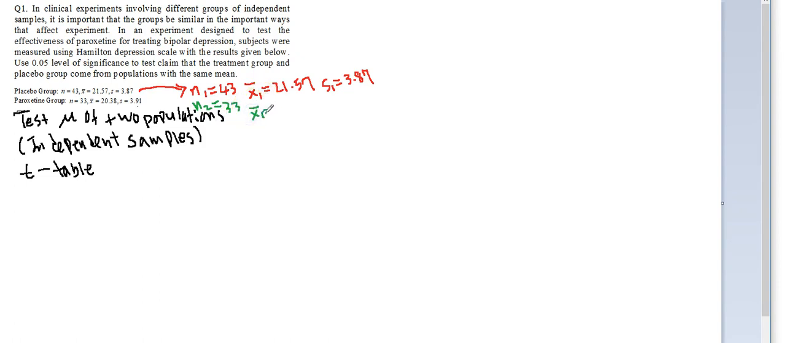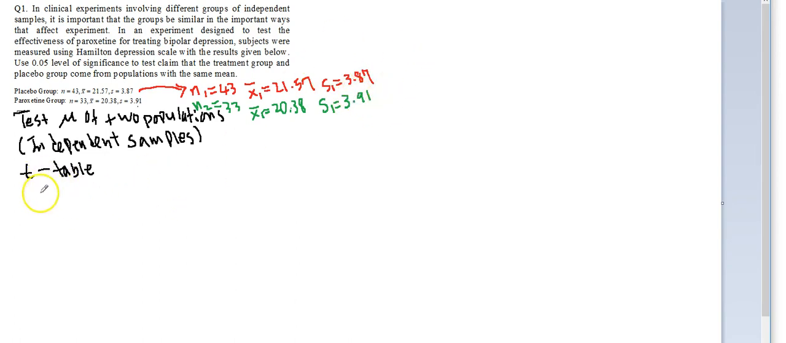X bar 2 is equal to 20.38, and S2 equals 3.91. Alright, so we're going to start the testing over here.